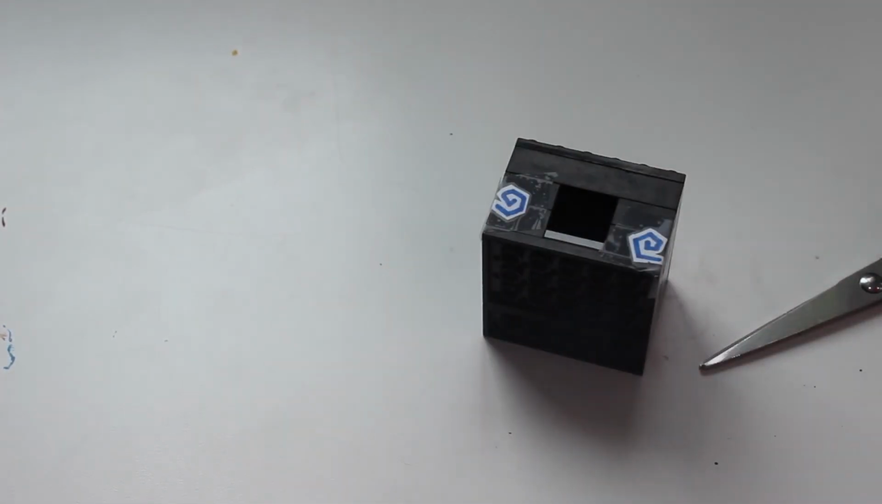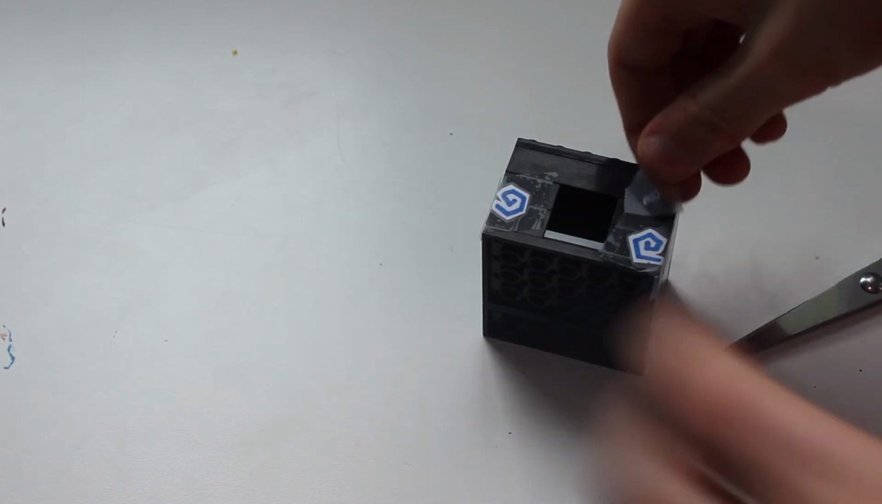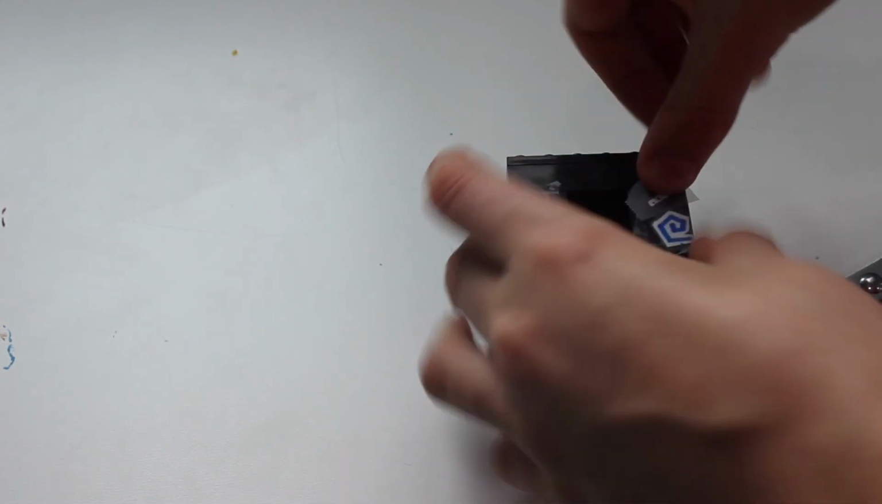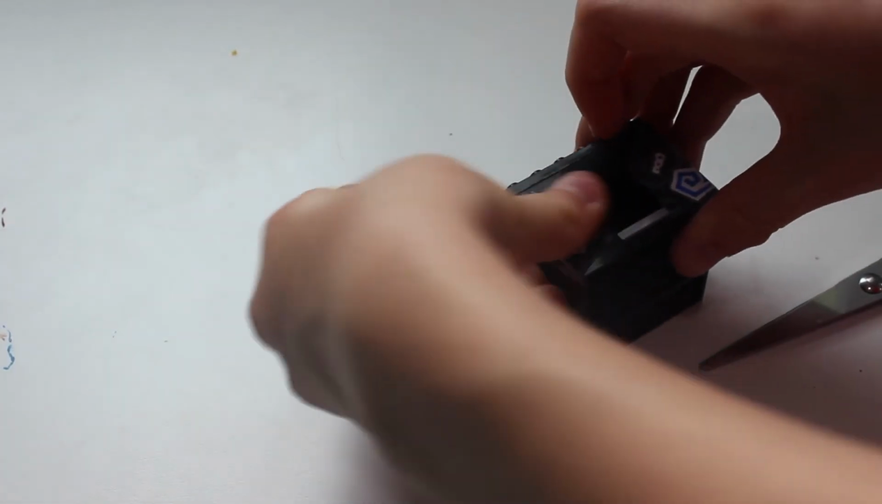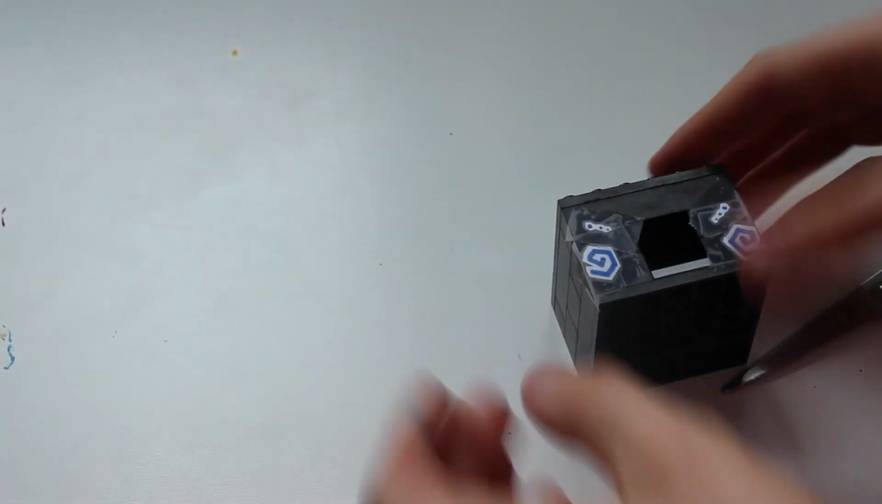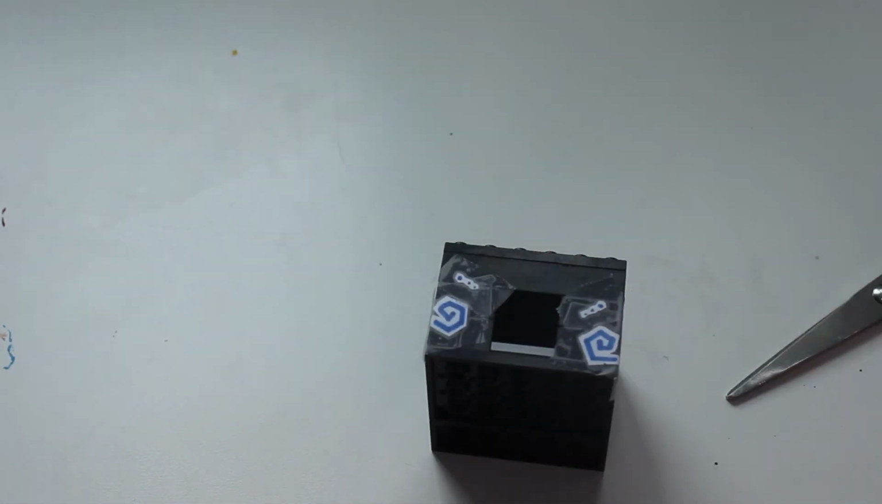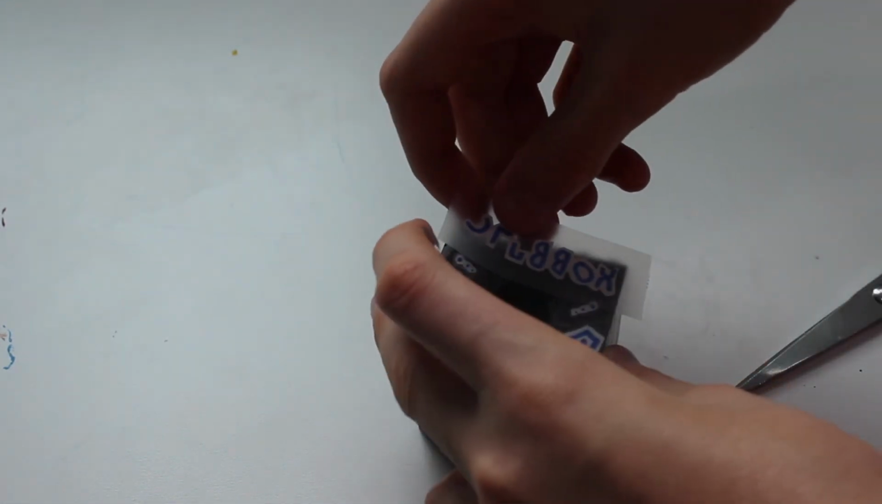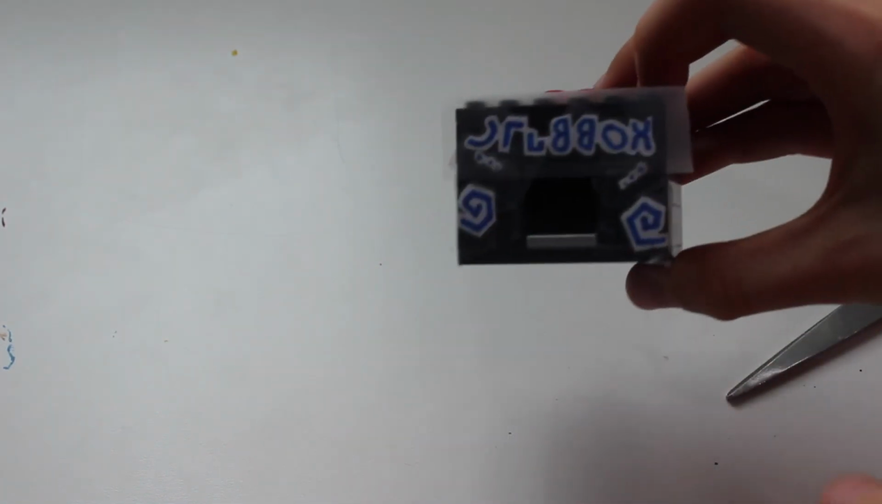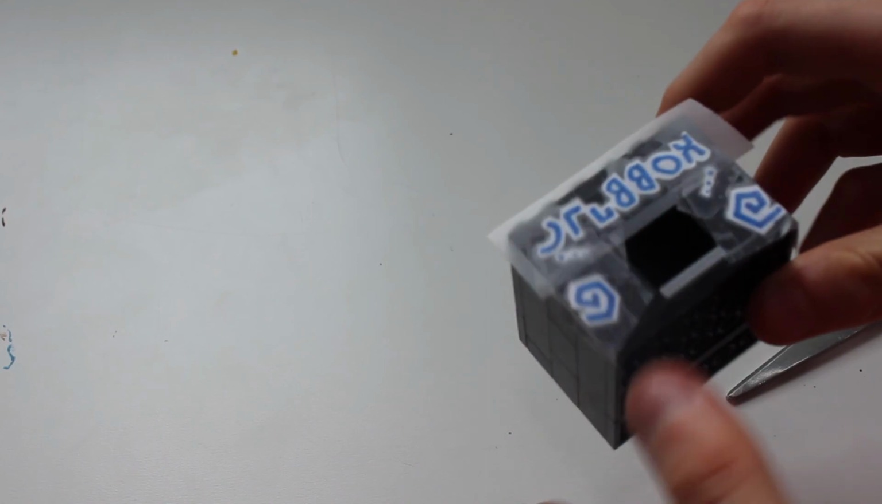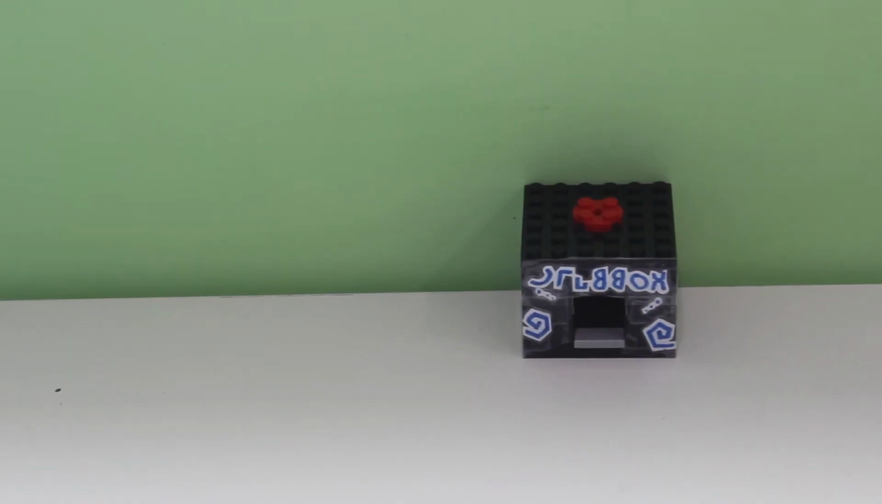Then the little dots will go up there. Like that. Then the words Clubbox will go up there. Like that. Now you can cut off all the extras. And now it is done.